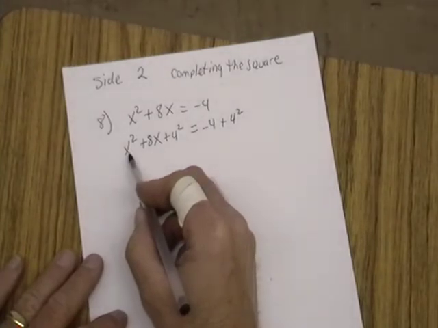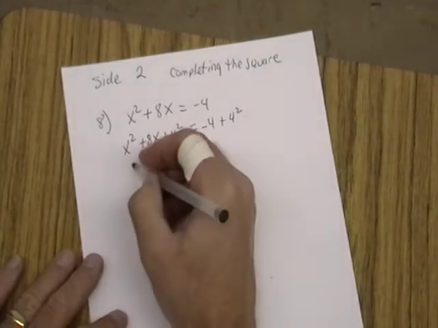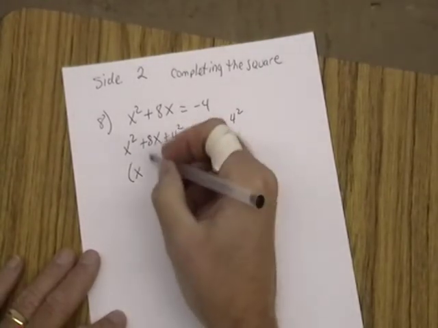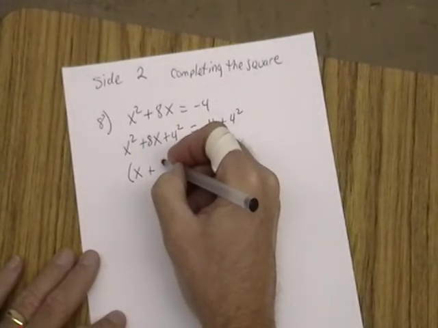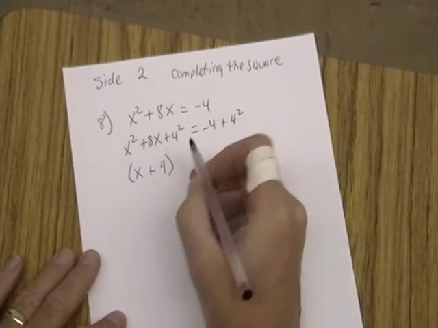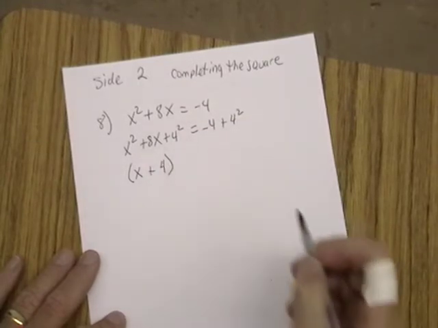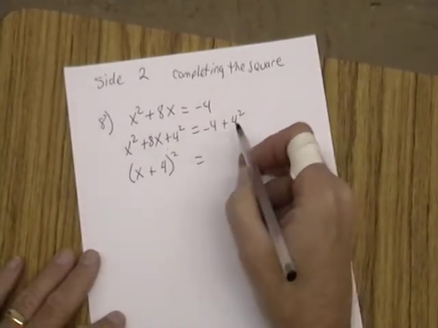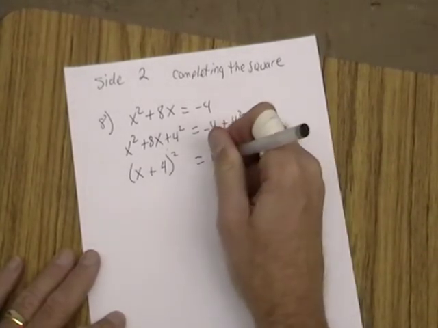But we are going to then factor this, so we take the square root of the first term, take the square root of the last term, so it's really the number that's being squared, and squaring that binomial, and that's going to equal, so negative 4 plus 16, which is 12.